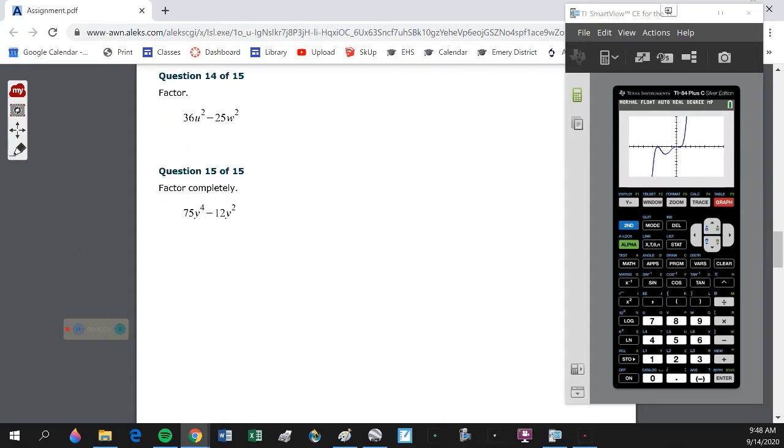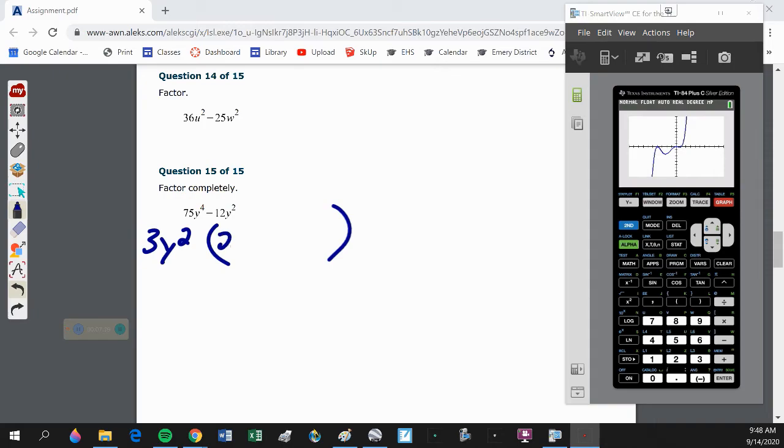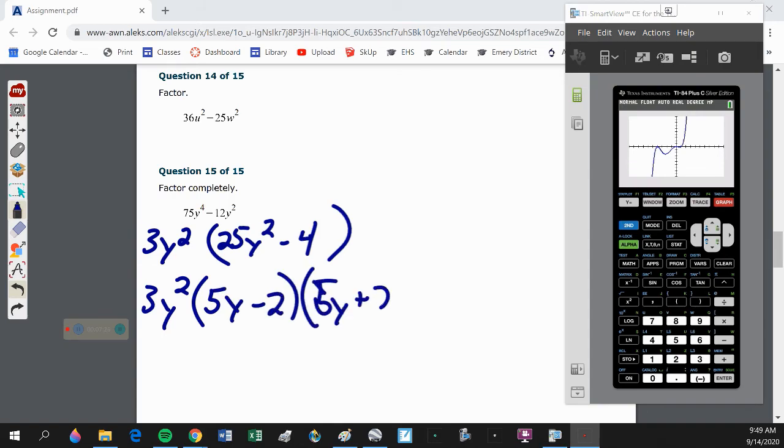Okay. Number 15. 75 is not a perfect square, but I can take out 3y squared. 75 divided by 3 is 25 with a y squared minus 4. Is that now a difference of perfect squares? Yep. So 3y squared, 5y minus 2, and 5y plus 2. Does that help? Okay. Get to work.